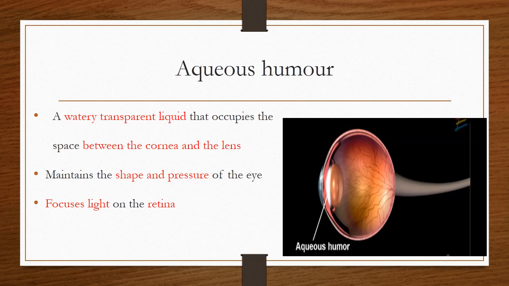Aqueous humor is a watery transparent liquid. You have already learned this name in the previous slide. It's a watery transparent liquid that occupies the space between the cornea and the lens. You can see in white over here the aqueous humor. It maintains the shape and pressure of the eye, and it helps to focus light on the retina.